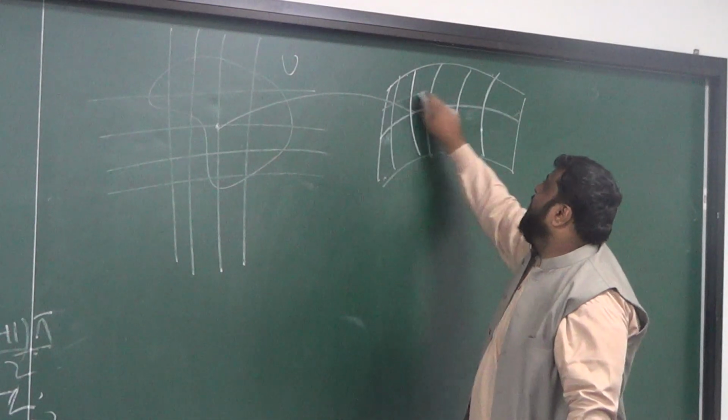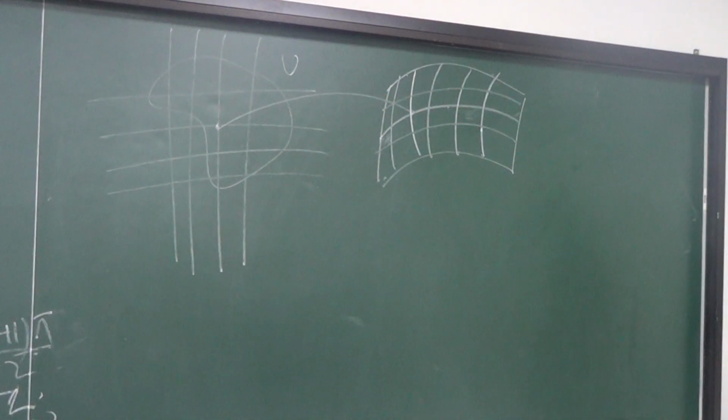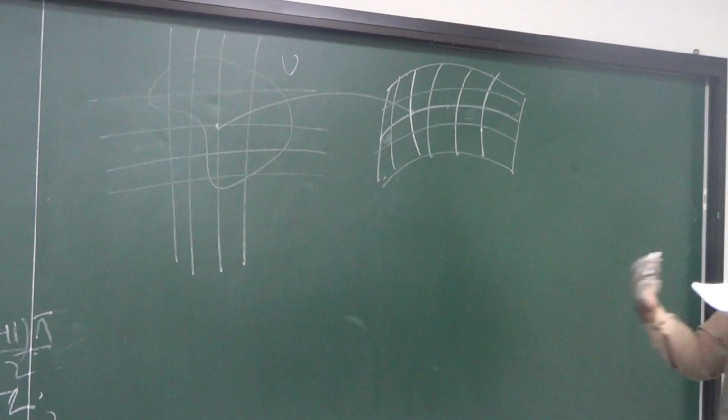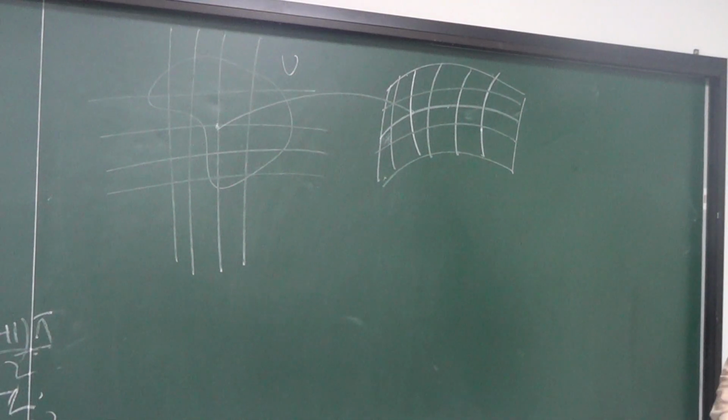So this mesh of lines is going to become really curved lines. This mesh of the curves is going to become such lines. So I want to formalize this idea. This is an intuition, and I want to write it mathematically, more precisely and carefully.